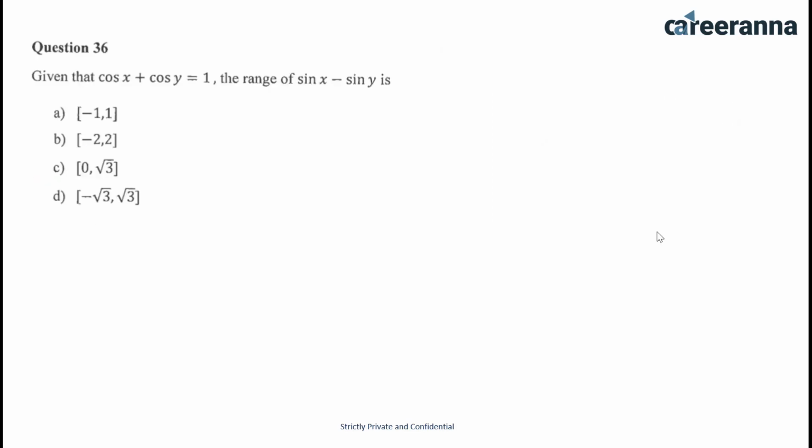Let's see our next question, question number 36. Given that cos x plus cos y equal to 1, the range of sin x minus sin y is, and the options given to us are minus 1 to 1, minus 2 to 2, 0 to root 3 and minus root 3 to root 3. Let's see how this question can be solved.